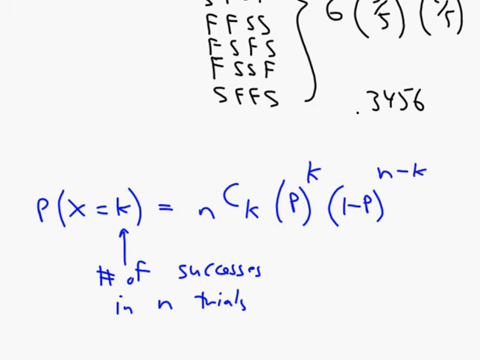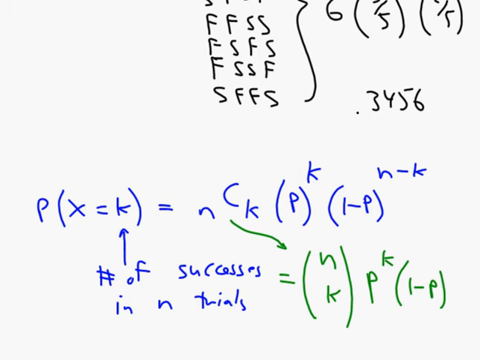All right? I should also note that in a lot of textbooks, instead of writing n choose k like this, they'll write it this way. They'll write n with the k underneath it. That means the same thing as combination. Okay? And then what do you have here? You would have the probability of success to the k and the probability of failure to the n minus k.